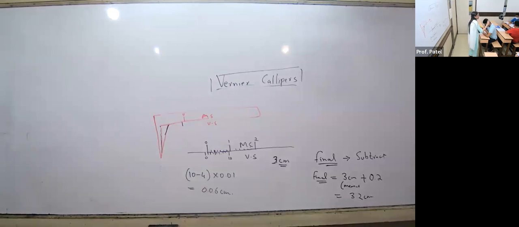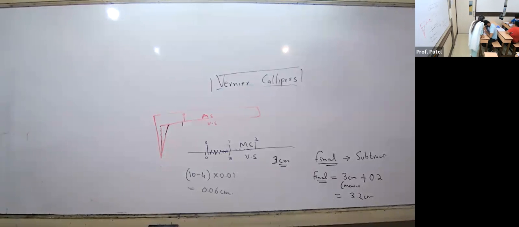So my error is what? It's the sixth division. And what kind of error is it? Positive, because it is slightly ahead. So my error is plus 0.06. Is that clear? If in the same diagram I give you the coinciding division, you give me the answer. If my coinciding division is 3, what is my error? 0.03. If in the same scale my coinciding division is the 9th one, then what is my error? 0.09. Okay.